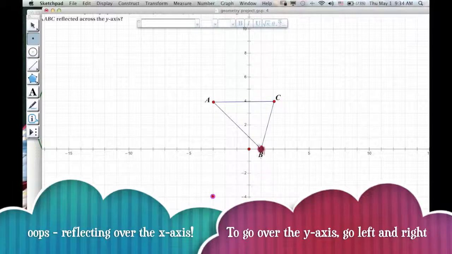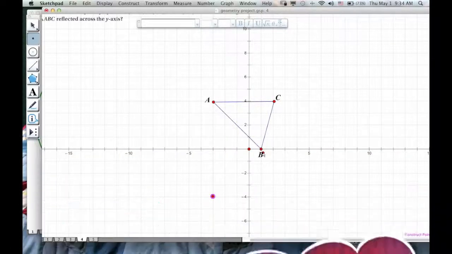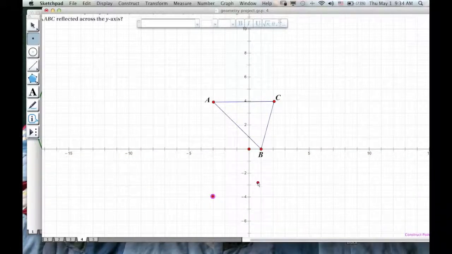Point B is already on the line of reflection, so when it is reflected, it is on the same point. And C is 4 units away from the line of reflection. And now the triangle has been reflected off of the original image.